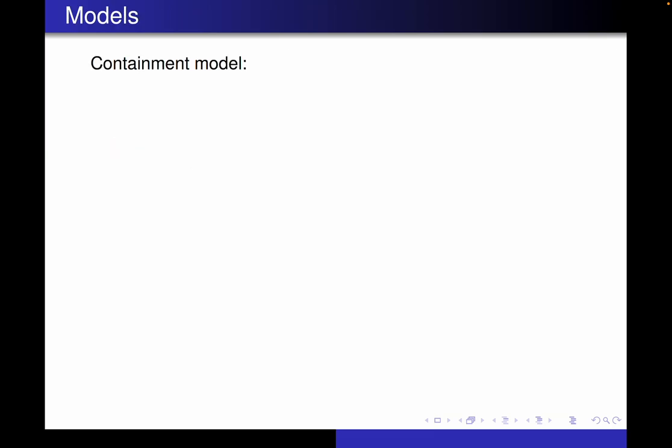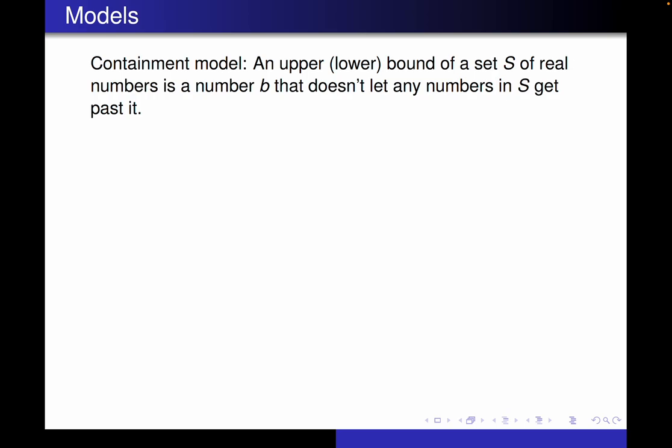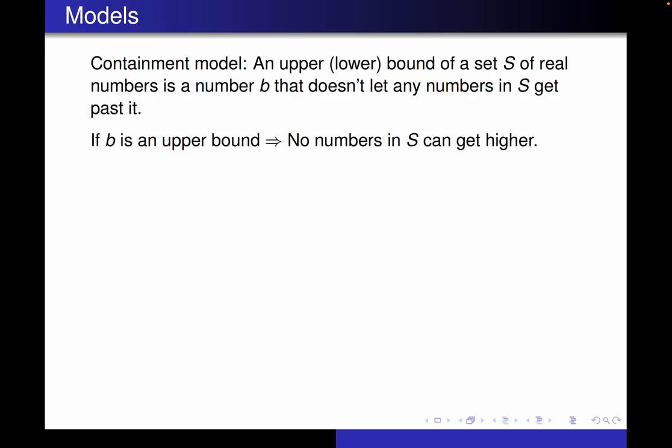Alright, so before I leave you in this video, I do want to give you at least one model to help you understand lower and upper bounds. And I think of it as the containment model. An upper or a lower bound of a set S of real numbers is a number that doesn't let any of the numbers get past it. So if it's an upper bound, it doesn't let any of the numbers get past it above it. If it's a lower bound, it doesn't let any of the numbers get past it below it. So if B is an upper bound, that means no numbers in S can get higher. If it's a lower bound, that means no numbers in S can get lower.